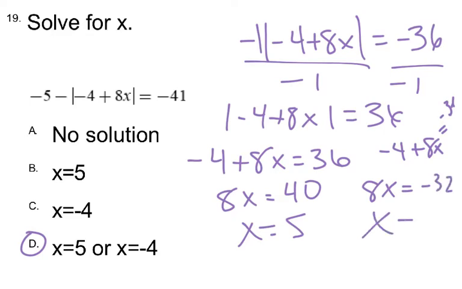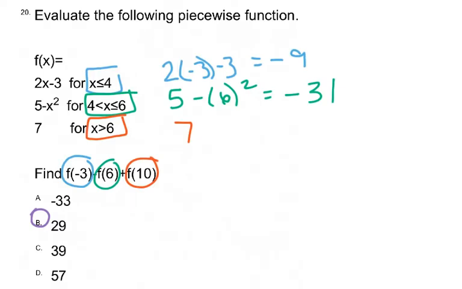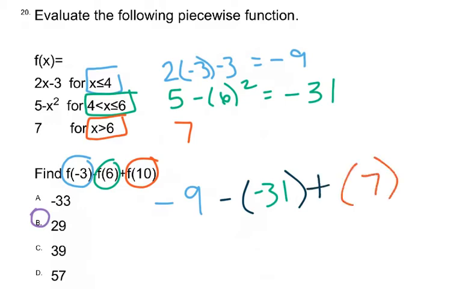And I'm going to divide by 8. Or you can just plug those answer choices in and see which one works. Okay, I'm going to color code this one. Okay, so you plug these in, you get those numbers, and then you do the thing. Okay, so negative 9 minus what you got for the green one, negative 31, plus what you got for the red one, which was 7, and so you get 29.